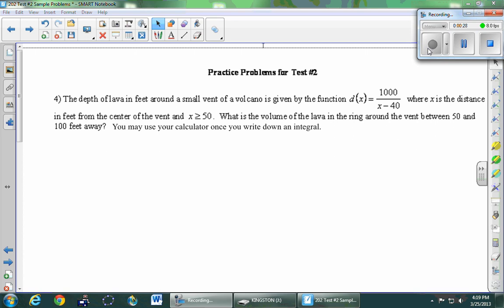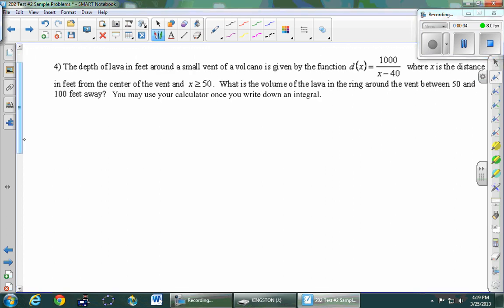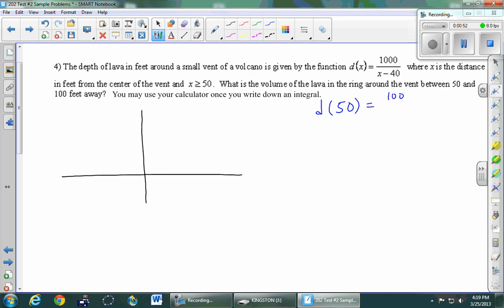So in order to have some sense of what's happening here, I'd encourage you to start with a picture. I'm going to go ahead and try to draw a picture of that function, the 1000 over x minus 40. So here are my two axes. We can maybe plug in a few numbers into this function just to get a sense of what's happening. So apparently the function only starts to exist when x is 50. So if you plug 50 into this function, 1000 over 50 minus 40 is equal to 100.